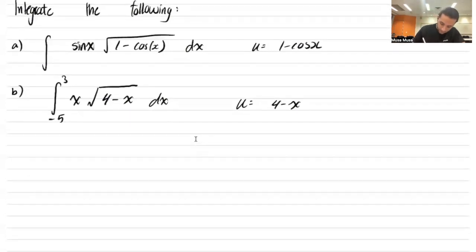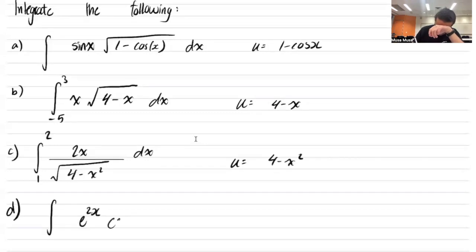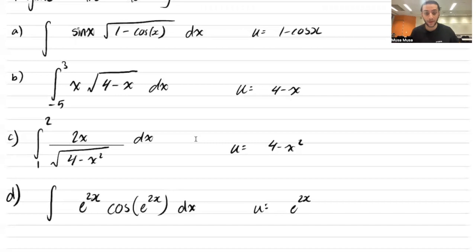Okay, and I'll give you another one here. So let's say, should I make this with limits? Yeah, 1 to 2, and we'll say u equals 4 minus x squared. All right, have a go at these ones.